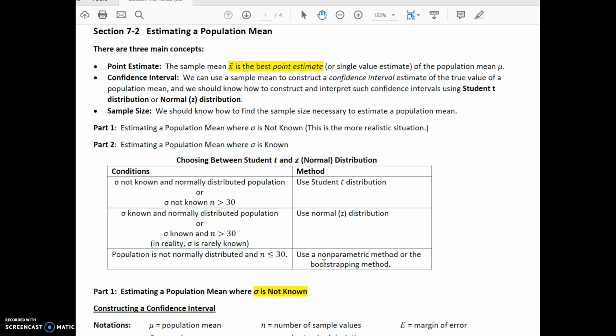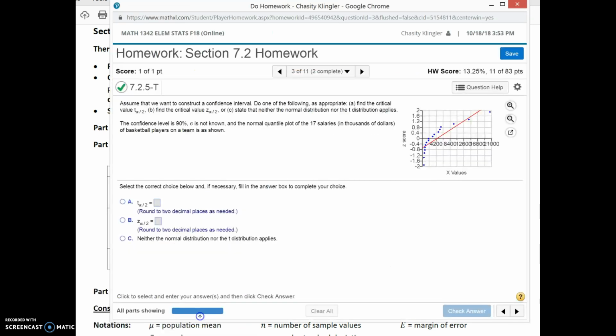But I just caution you, make sure you understand when to use what before you try to do the example problems. So we're going to look at, let's start with number 3 on section 7.2. This is basically asking, do you use the student T distribution, the normal distribution, or neither?